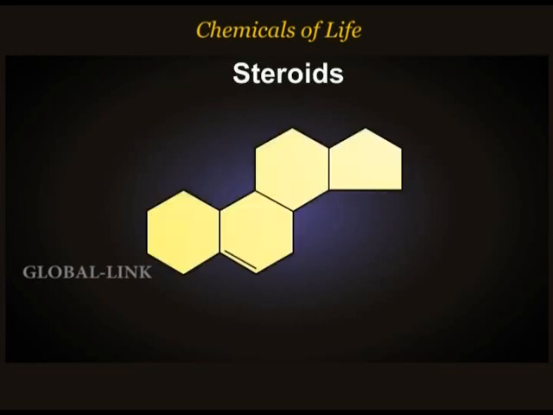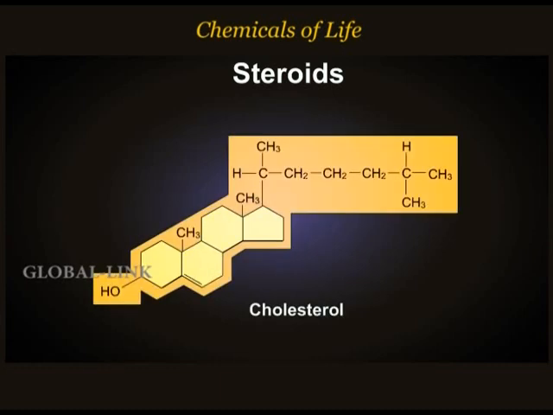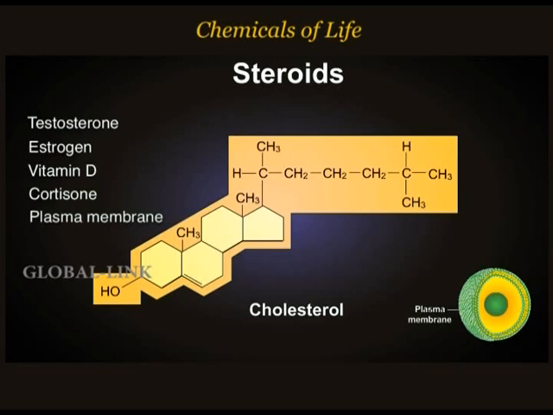Steroids are composed of 4 fused rings of carbon to which different functional groups are attached. A common steroid is cholesterol. Cholesterol serves as a precursor for synthesis of other steroids such as testosterone, estrogen, vitamin D, and cortisone. Cholesterol is present in plasma membrane where it stabilizes the membrane.